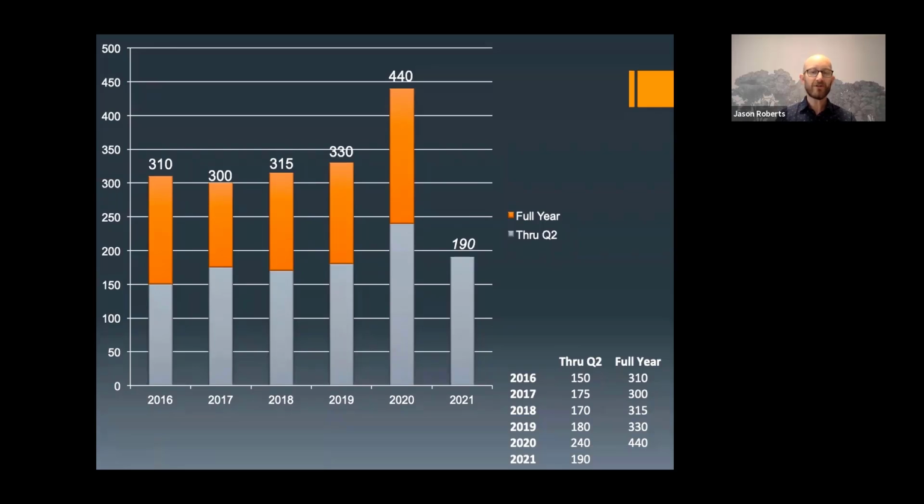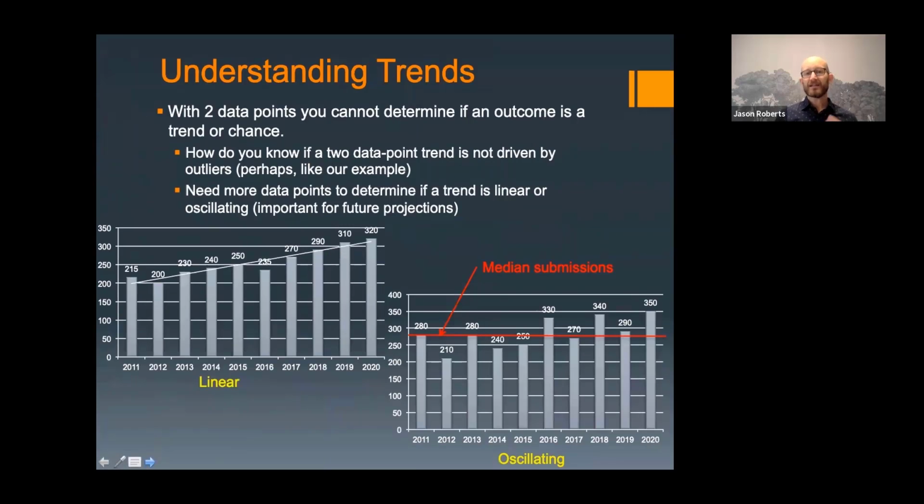It's important that you document this information either for yourself for a few years from now or for whoever succeeds you, so that they can interpret historical data accurately. Okay, so there's a lot to dwell on in that slide, but maybe you can all relate to this situation. Okay, so with 2 data points, you cannot determine if an outcome is a trend or chance. What do we mean by that?